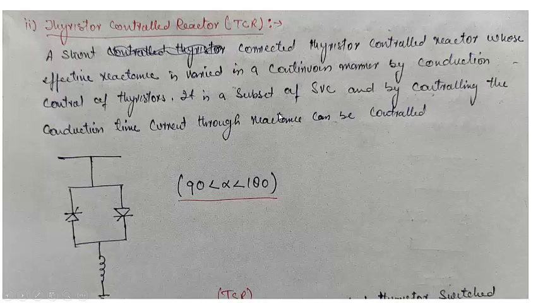It is a subset of SVC as we have seen just before, and by controlling the conduction time, that is alpha, current through the reactance can be controlled. This current can be controlled, and this is the firing range for controllable current. As I have told you, please look into why we have a controllable range only from 90 to 180 degrees. From 0 to 90 degrees it will not have any control over the current. This current will be continuous, and it will be as if it is directly connected to this inductor from 0 to 90. From 90 degrees to 180 degrees the current will change. The current will be controlled. The current magnitude will be reduced.